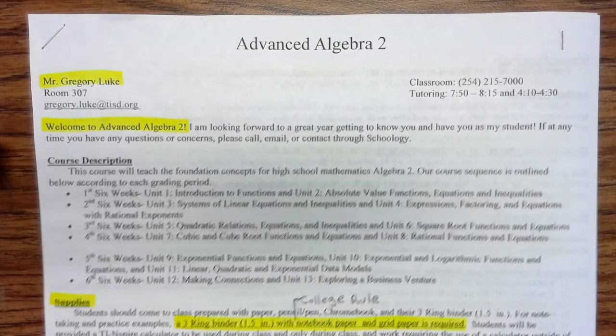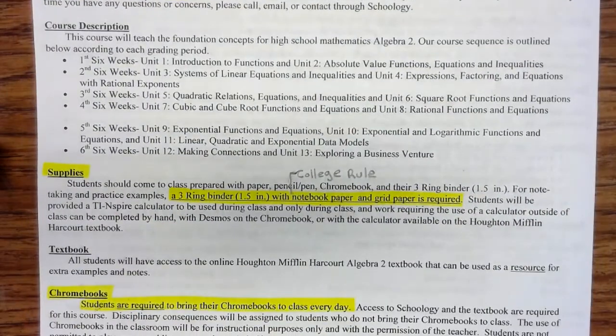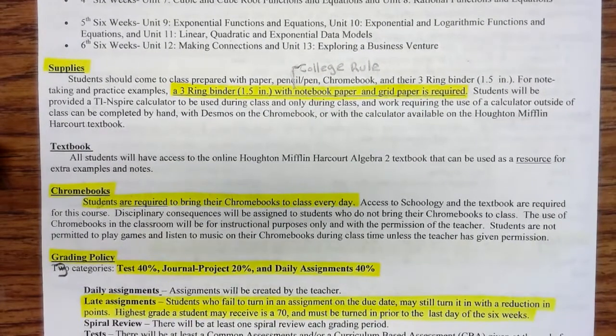All right. First off, supplies. You're going to need to get a 3-ring binder with college rule notebook paper and grid paper. Chromebooks. Students are required to bring their Chromebooks to class every day.